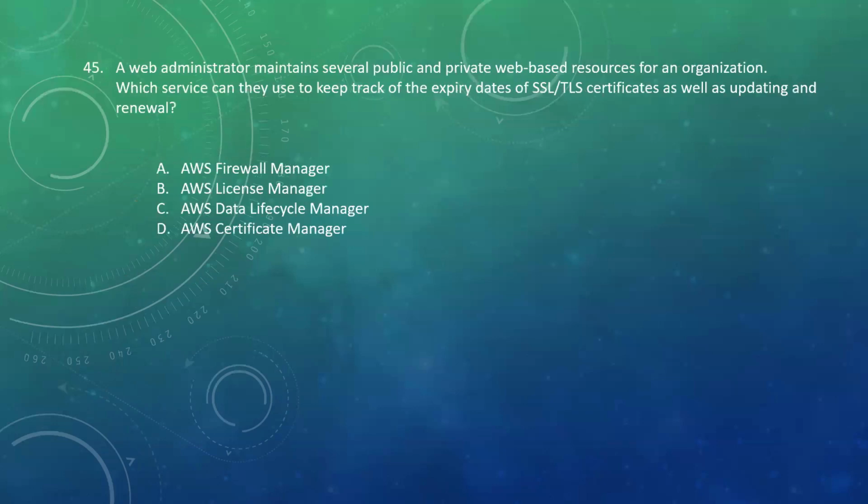Question number 45. A web administrator maintains several public and private web-based resources for an organization. Which AWS service can they use to keep track of the expiry dates of SSL certificates as well as updating and renewal? Your options are AWS Firewall Manager, AWS License Manager, AWS Data Lifecycle Manager, and AWS Certificate Manager.